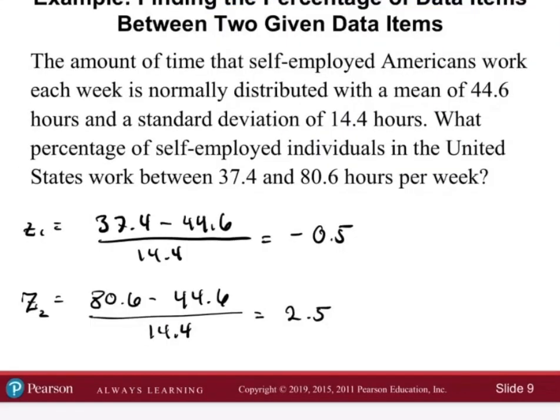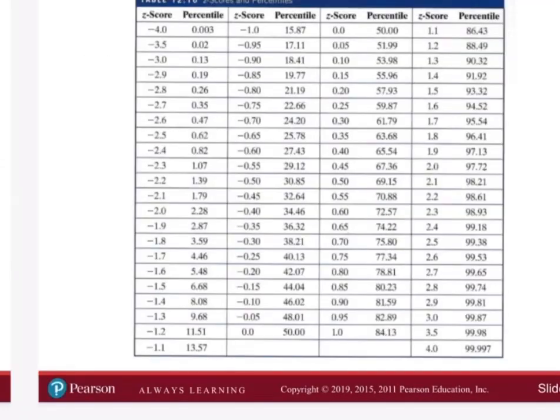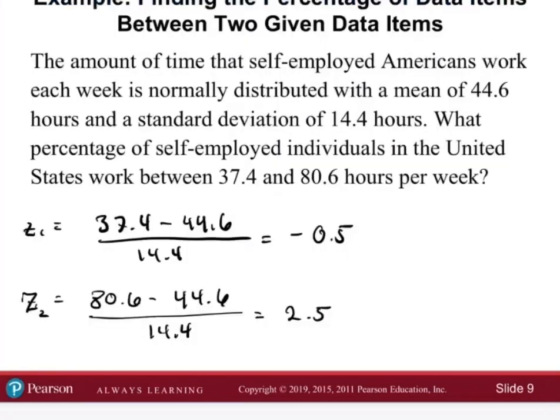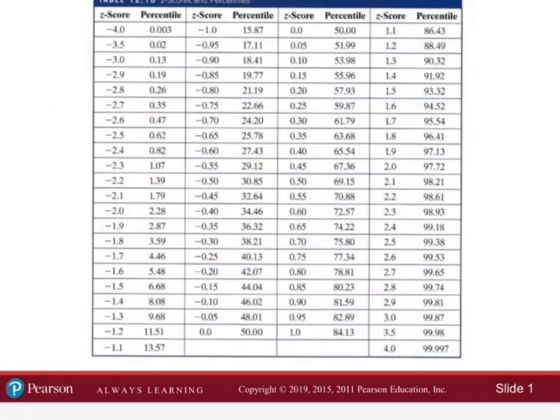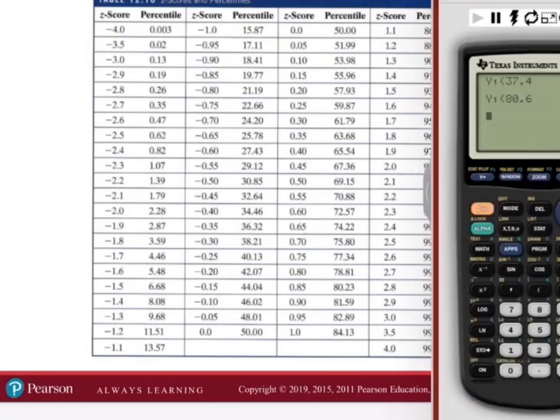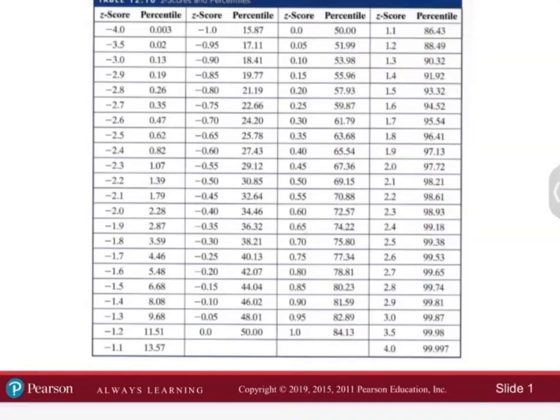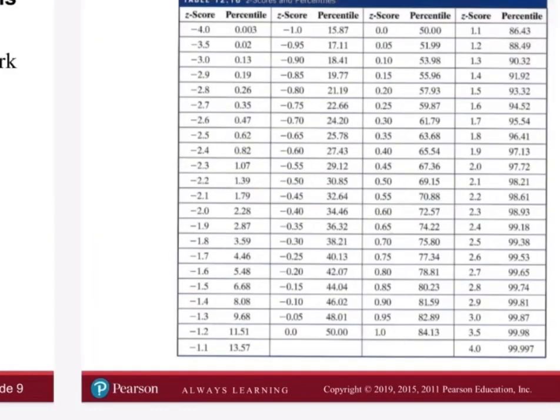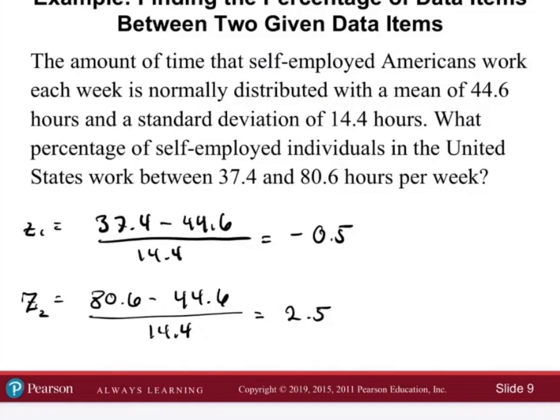So for ours, we need to find the percentile for each of these z-scores. For negative 0.5, did I do that right? Let me check something. Yeah, that's fine. For negative 0.5, the corresponding percentile is 30.85%.